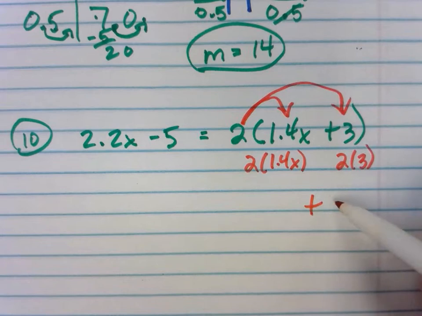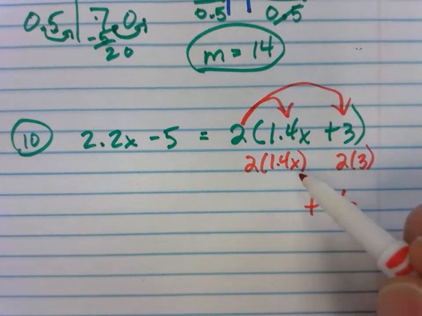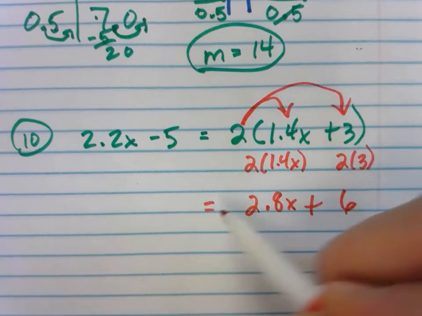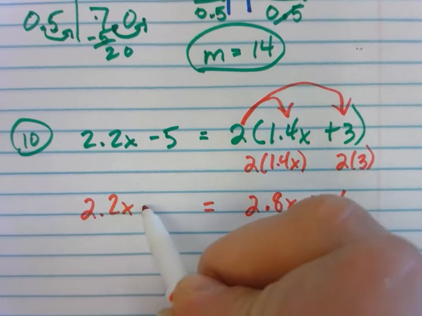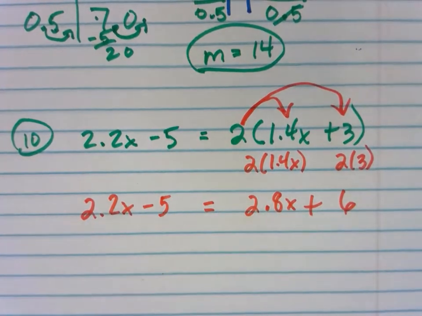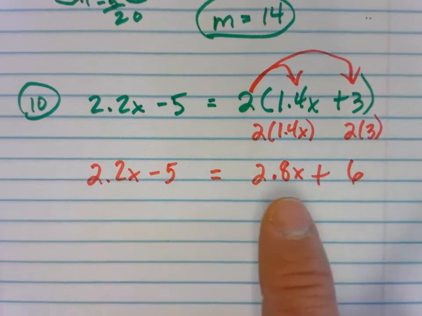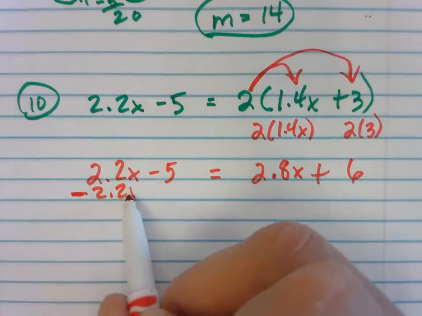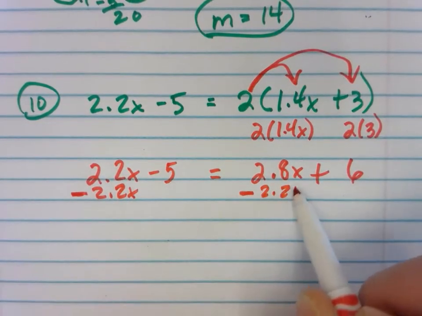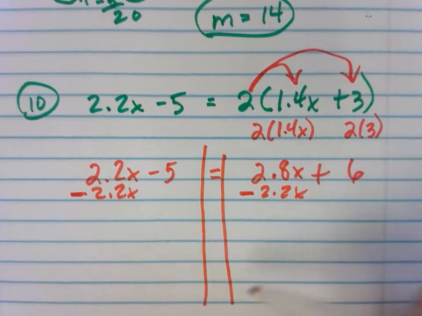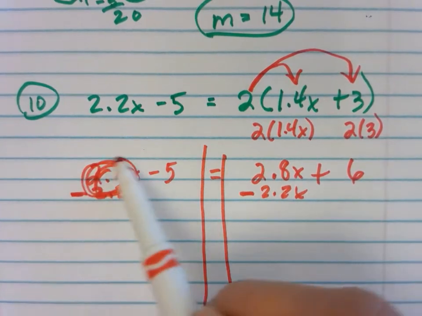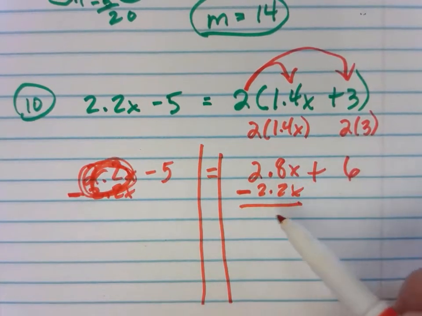Alright, we know what 2 times 3 is. We just did that on the other problem. That's 6. 2 times 1.4 would be 2.8x. And over here I got 2.2x minus 5. Okay, so again, I'm going to suggest we subtract 2.2x from both sides. That's how I'm going to do it. I'm going to do minus 2.2x, and here I'm going to do minus 2.2x. Again, if you want to use the train tracks, feel free to draw them in there. 2.2x minus 2.2x means they cancel out like a 0 pair. 2.8 minus 2.2 leaves me at 0.6x.